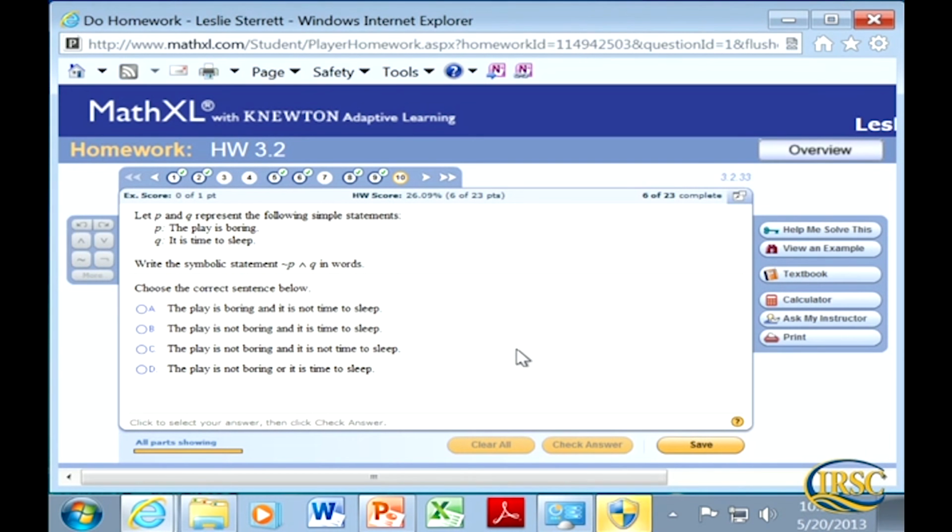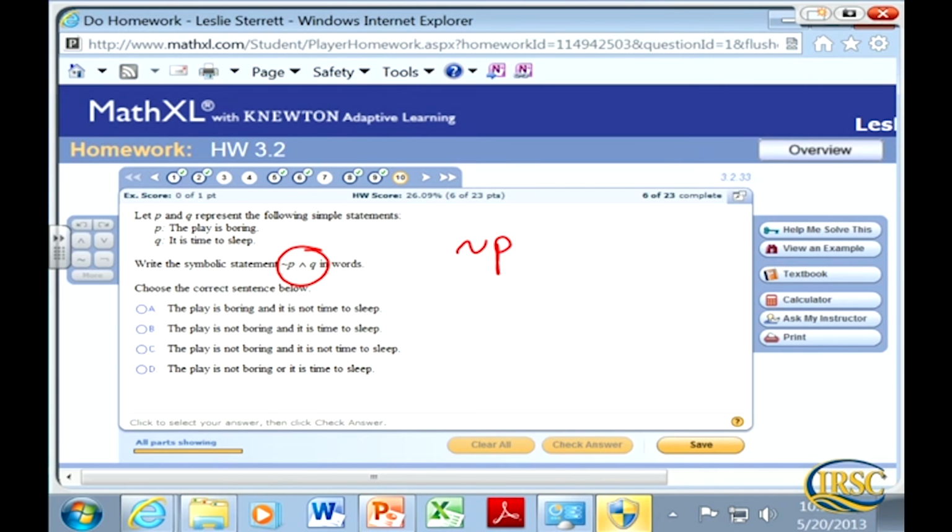So here's what you're translating symbolically. They've told you that P stands for the play is boring, and Q stands for it is time to sleep. So your choices: the play is boring and it is not time to sleep; the play is not boring and it is time to sleep; the play is not boring and it is not time to sleep; the play is not boring or it is time to sleep. So choice 1, 2, 3, or 4. And I see the majority have chosen 2.